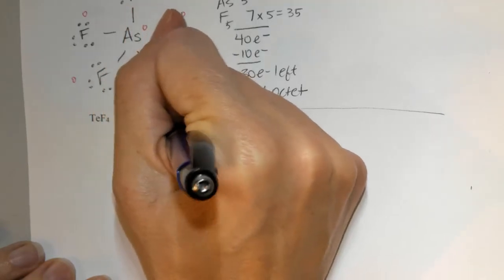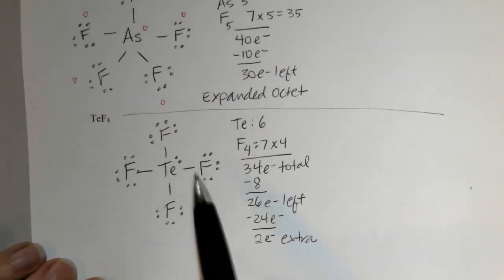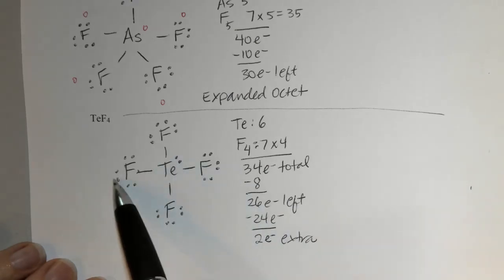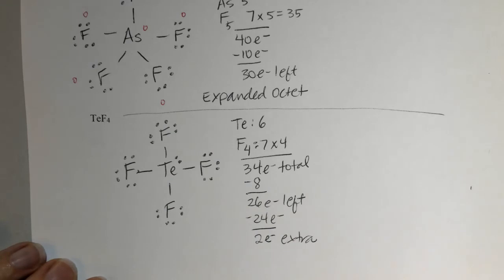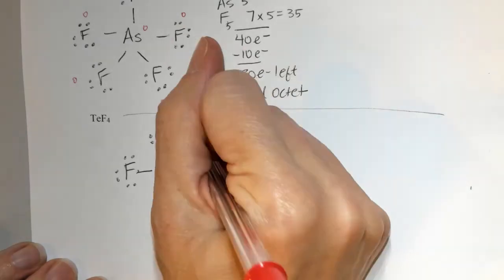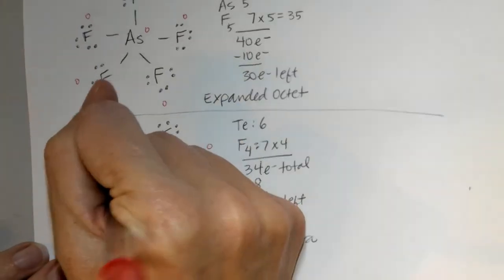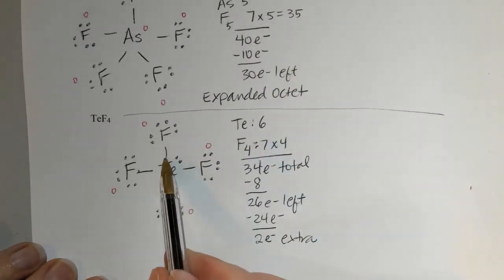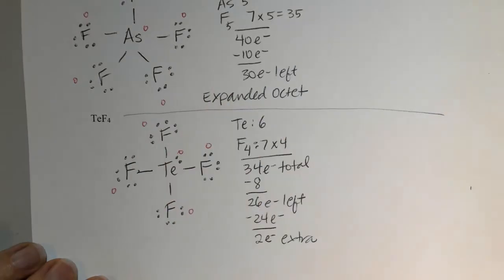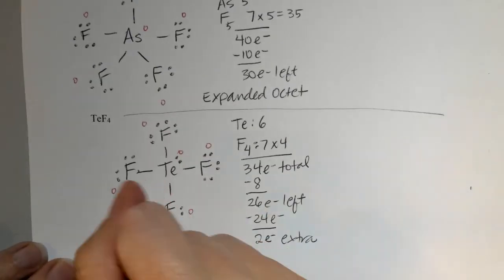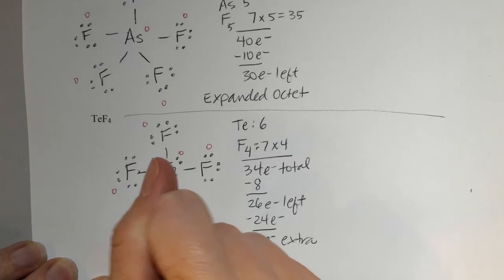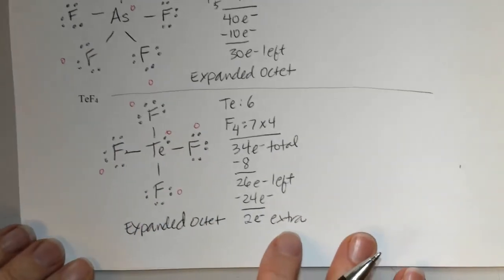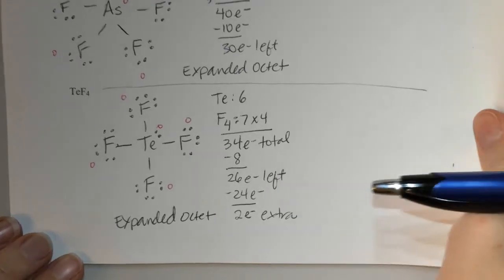And just double checking, I should have 34 electrons here. 2, 4, 6, 8, 10, 12, 14, 16, 18, 20, 22, 24, 26, 28, 30, 32, 34. And then all my formal charges, the fluorines are all 0. They came in with 7. We've assigned them 7. And tellurium is group 6, and we've assigned it 1, 2, 3, 4, 5, and 6. All right, so the special thing about this one is we have an expanded octet on the center element. But no double bonds needed, no resonance or anything like that.